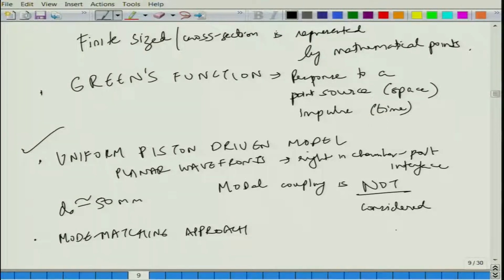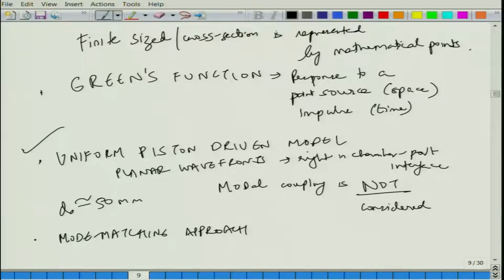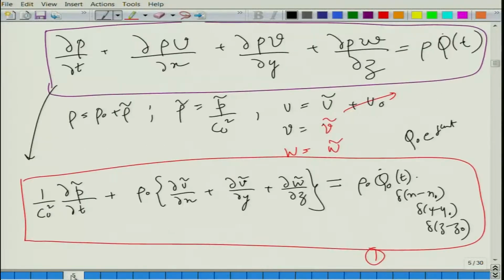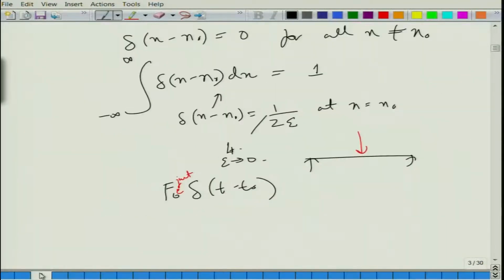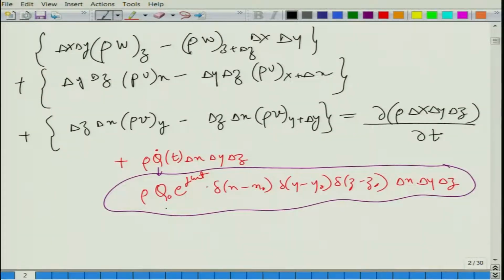In fact, mode matching can be important for quite a few popular muffler configurations like extended inlet and outlet systems. We will hopefully see that in the next week. Let us see how we go about it, but this is what it is. Now, let us go back to our previous slides where we have this kind of a thing.